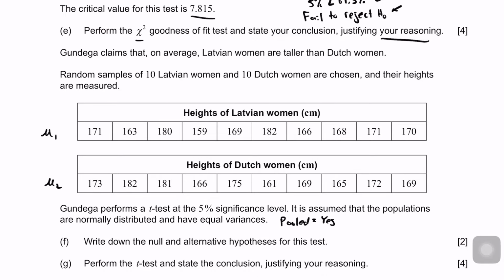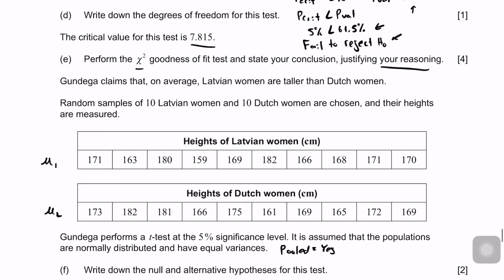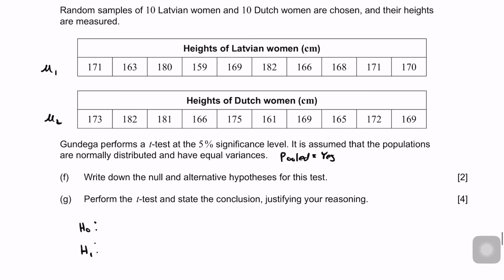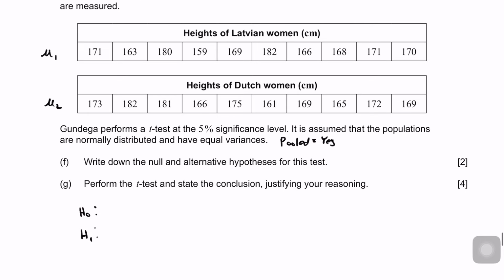Alright, so what do we want to see? Gundiger claims that on average, Latvian women are taller. So what does that mean? If Latvian women are mu1 and Dutch women are mu2, that would give us some indication of our alternative hypothesis.